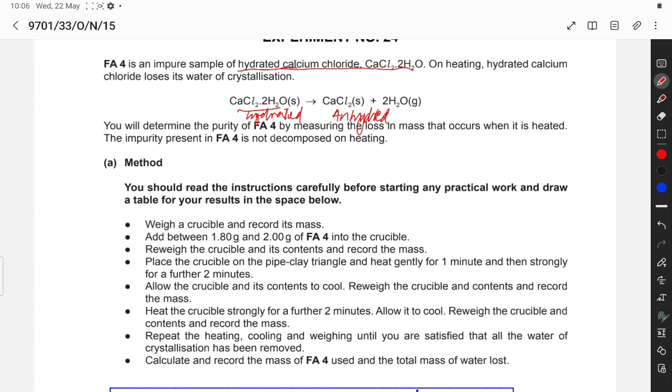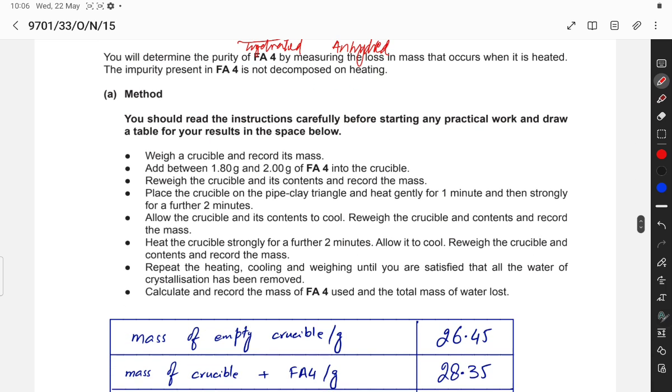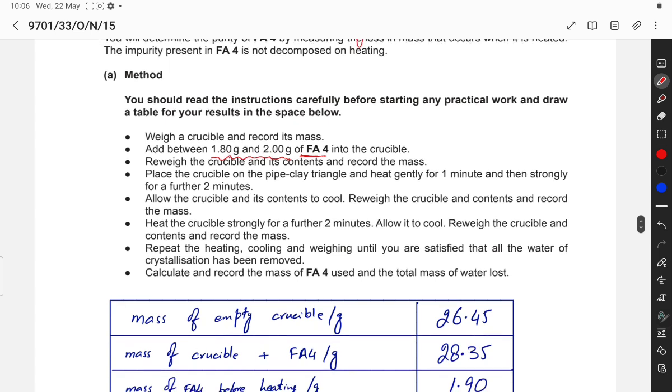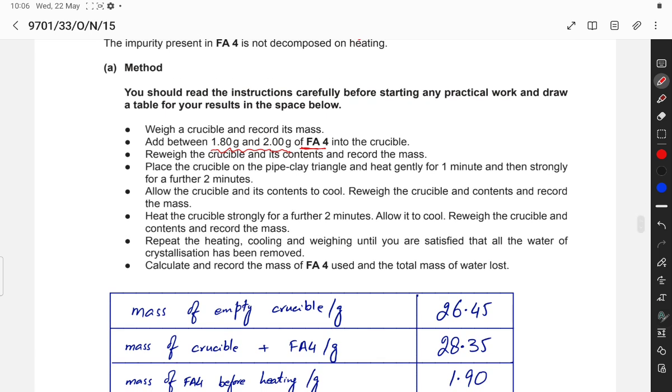You will determine the purity of FA4 by measuring the loss in mass that occurs when it is heated. The impurity present in FA4 is not decomposed on heating. Method. You should read the instructions carefully before starting any practical work and draw a table for your results in the space below. Weigh a crucible and record its mass. Add between 1.80 to 2.00 gram of FA4 into the crucible. FA4 is the hydrated calcium chloride.